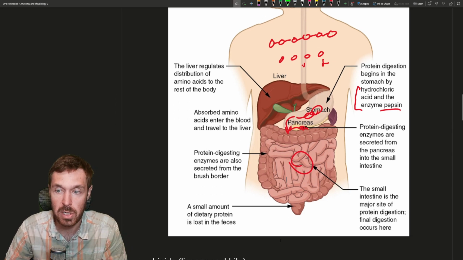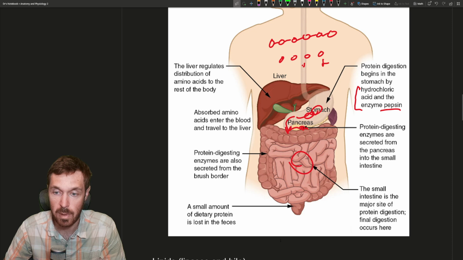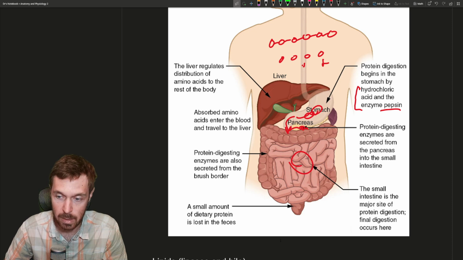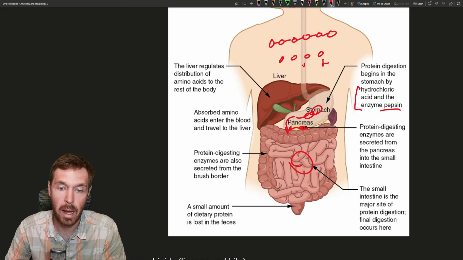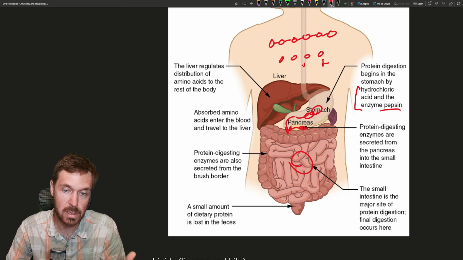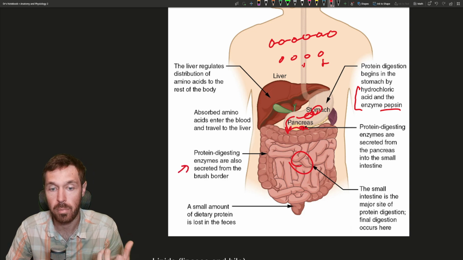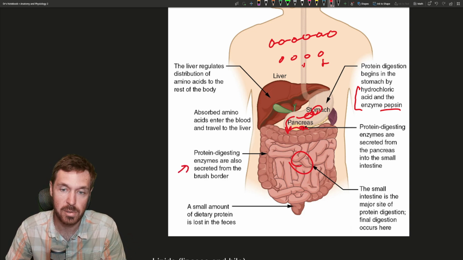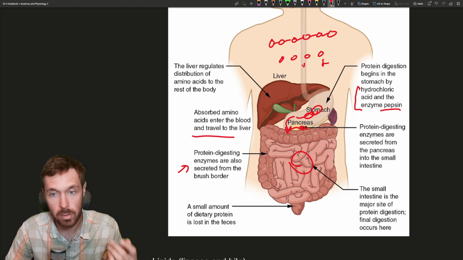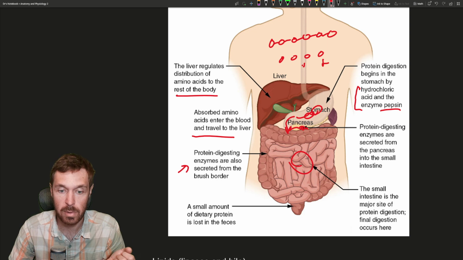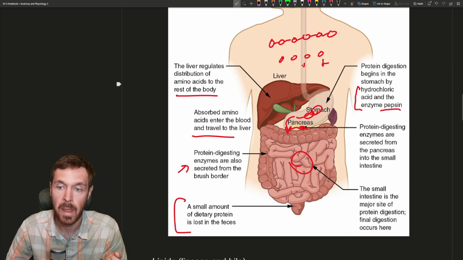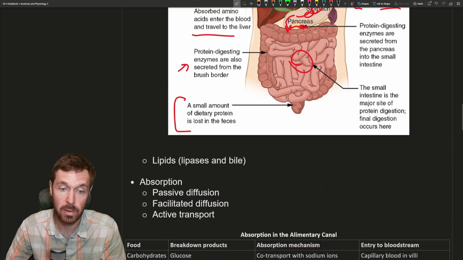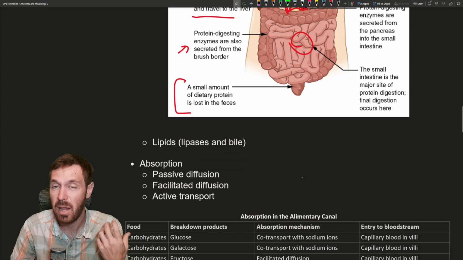So you're doing that final digestion via all those proteases released from the pancreas, and then final absorption takes place there. And then here, protein digestion enzymes are also secreted from the brush border, so the final breakdown helps activate them. And then you absorb them, they go through the liver, and then go to wherever they need to go. The liver then regulates where they go throughout the body, and you do lose some of them in feces as well. So those are the amino acids, or the proteins.